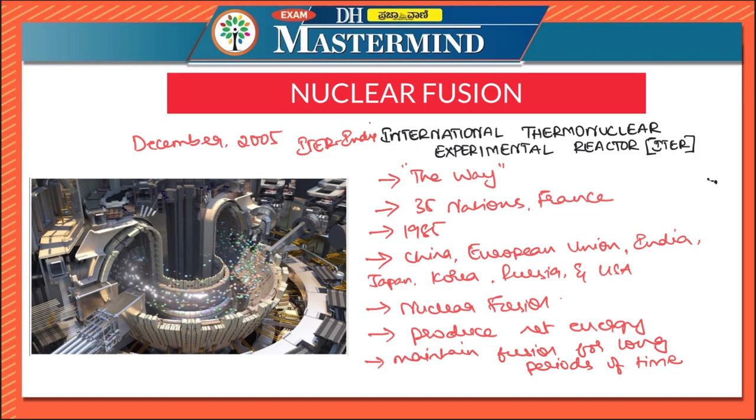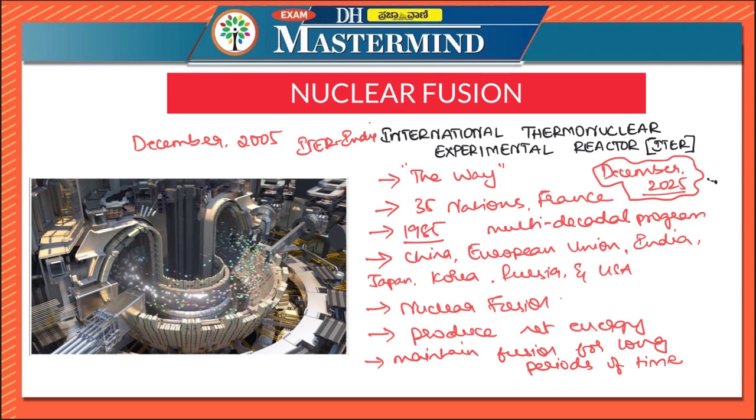ITER's first plasma, that is when the reaction is going to begin, is scheduled for December 2025. That will be the first time the machine is powered on and the first act of ITER's multi-decade operational program. As we have seen, this began in 1985 and it is going to happen in 2025. It is necessarily a multi-decadal program. So ITER's first plasma is scheduled for December 2025.